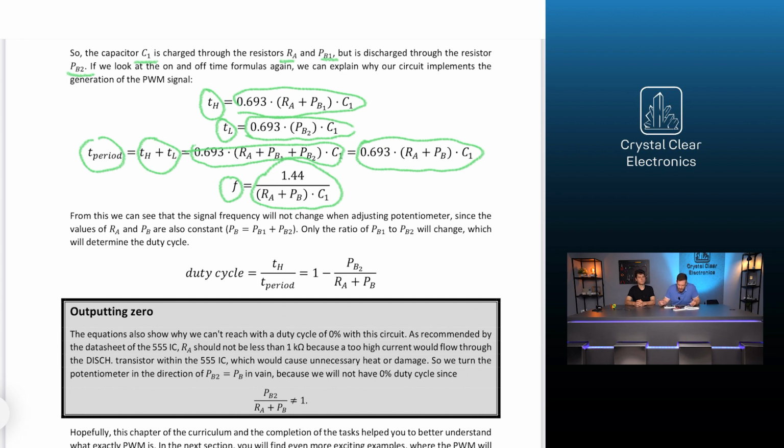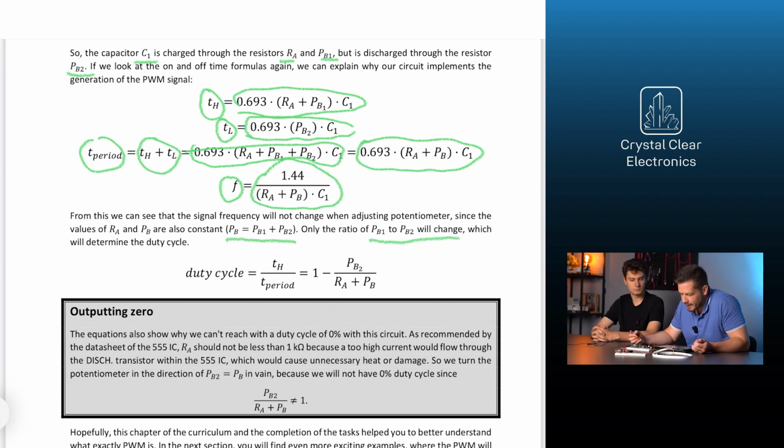From this, we can see that the signal frequency will not change when adjusting the potentiometer, since the values of RA and PB are constant, that is PB equals PB1 plus PB2. Only the ratio of PB1 to PB2 will change, which will determine the duty cycle. The duty cycle, denoted by D, can therefore be calculated by dividing the period TH by the total period time. This is 1 minus the PB2 resistance divided by the sum of the RA and PB resistances.